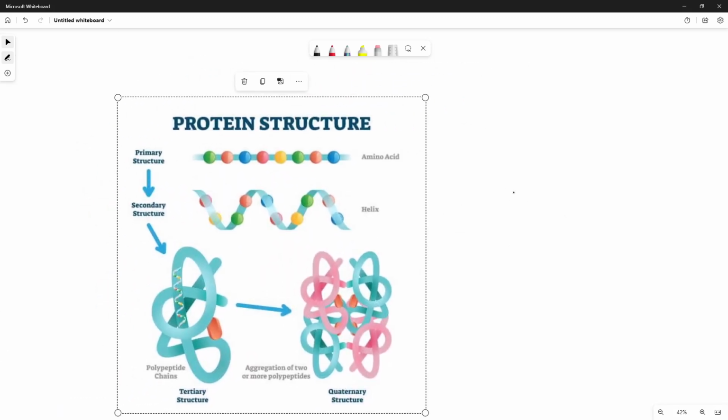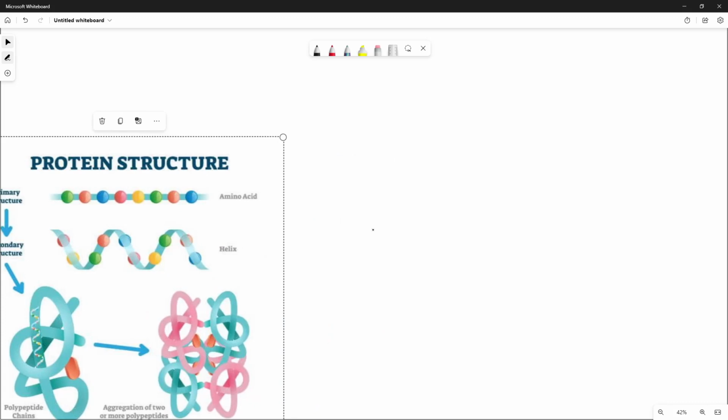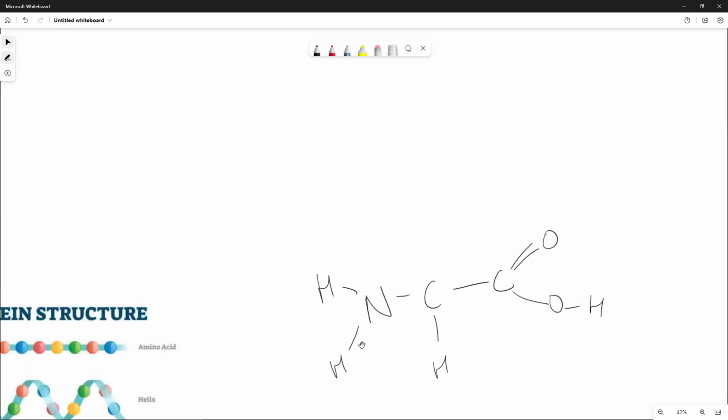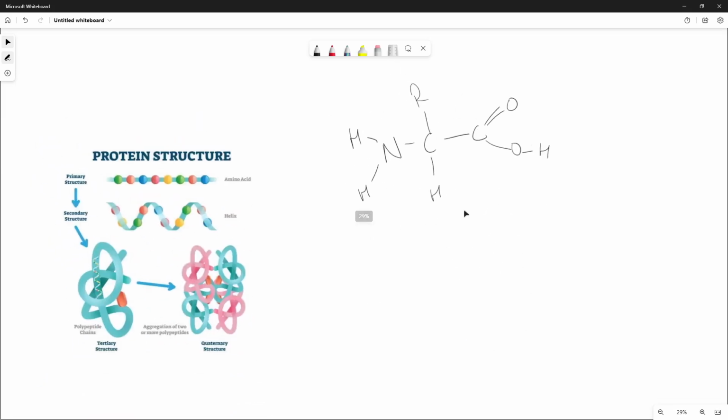amino acids which have the general structure NH2, which binds to one carbon, which binds to a COOH group, which binds to one hydrogen, and there's a side group here. And this is the basic structure of an amino acid, which actually is the building block of proteins.